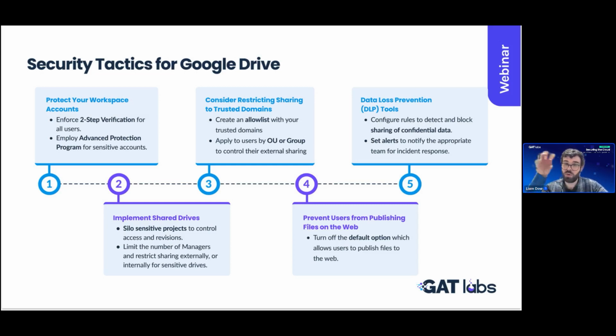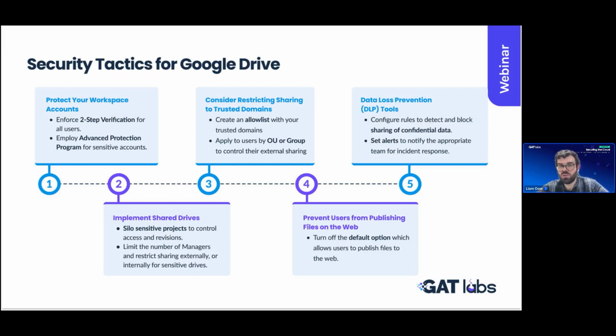So if you were to create allow lists, you can then enforce those on either an OU basis or on a group basis. And it will mean that they can share externally, but only with the domains that you've specified. And again, it's just another way, following that principle of least privilege, where you're not preventing them from being able to do their job, you're just reducing the scope of the risk, really.